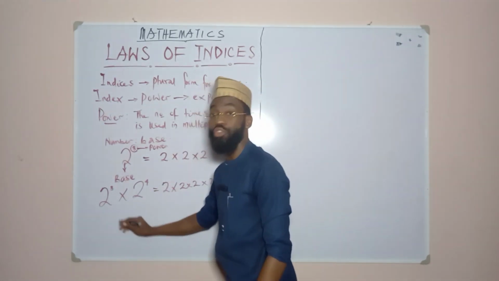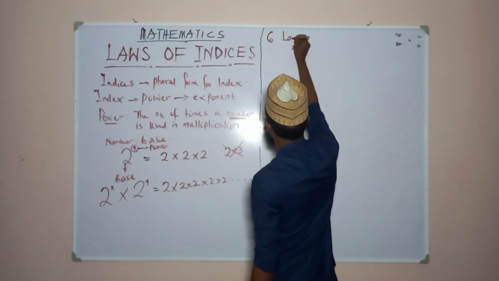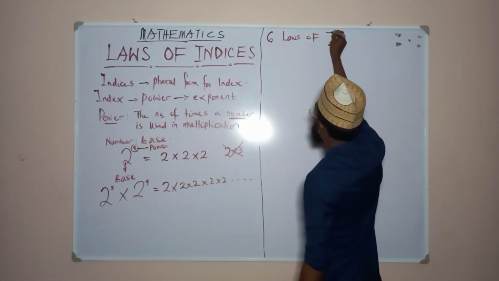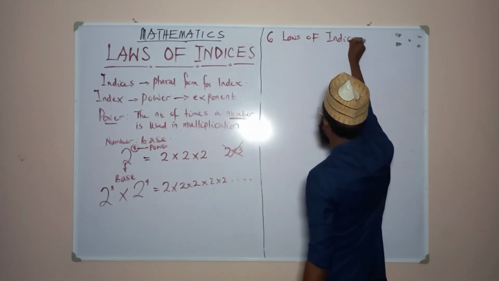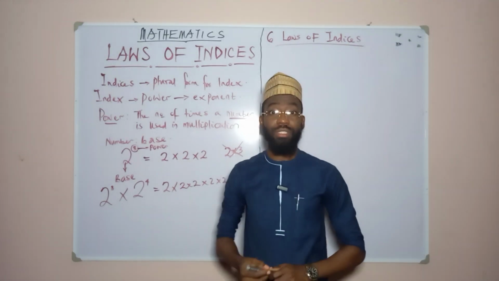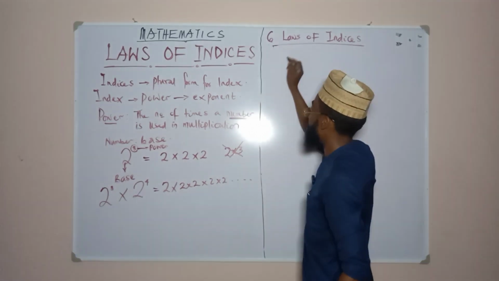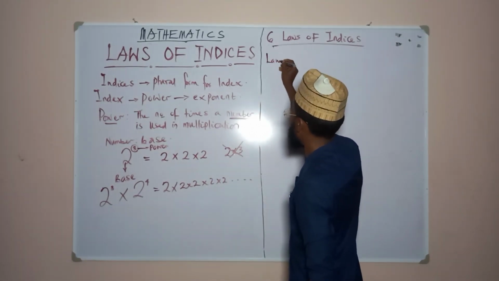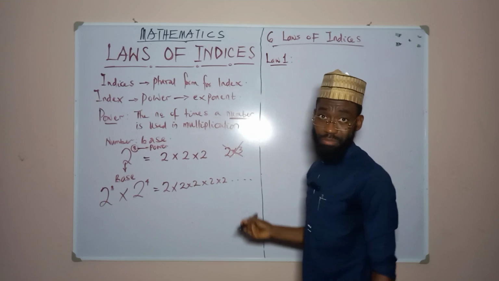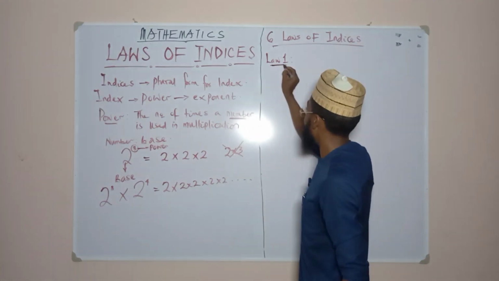So in this class, we're going to go through the 6 laws. We have 6 laws of indices, and many of these questions always show up in exams, especially in your WAEC and NECO exams. So we're going to take our time to look at those laws. The first law, law 1, we are not going to be speaking too much grammar here. We'll just go straight to the point and then attack it the way it should be.